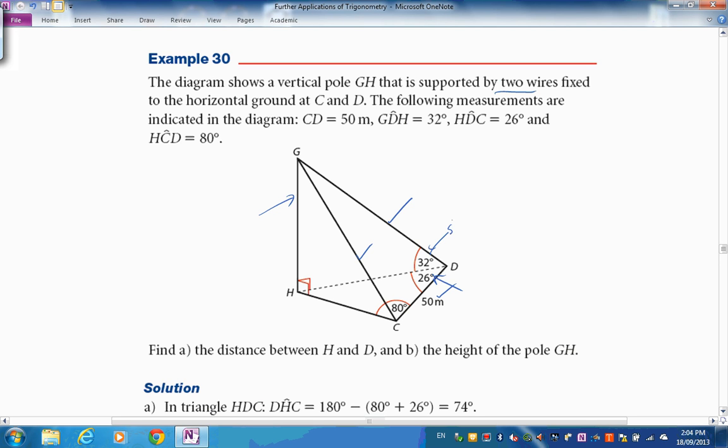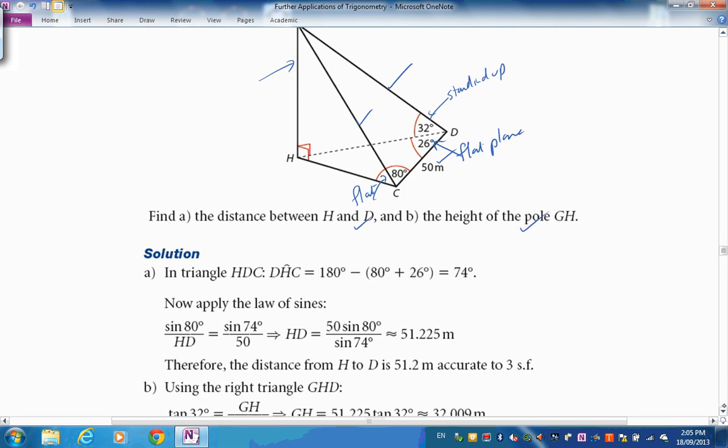So this is in the standing up triangle. This is in the flat plane. Be aware of that. And HCD is 80. So this one's in the flat plane as well. Okay. So check that. Find the distance between H and D and the height of the flagpole. All right. Or a vertical pole, just say it's flagpole.